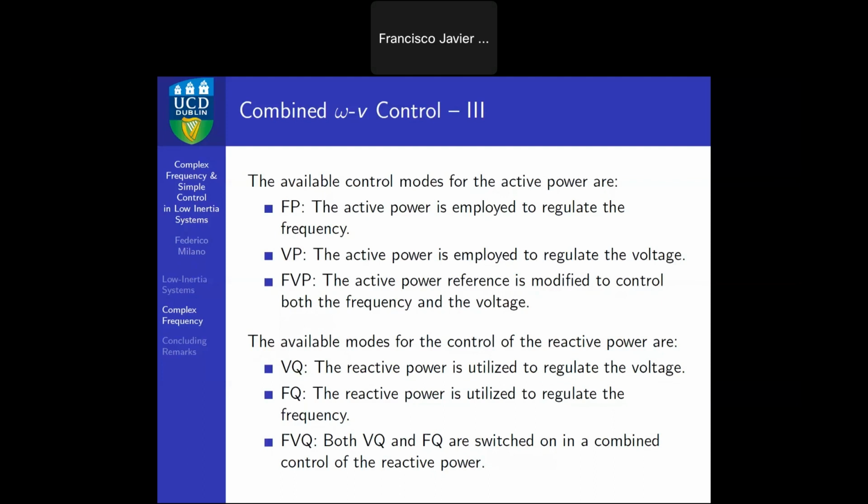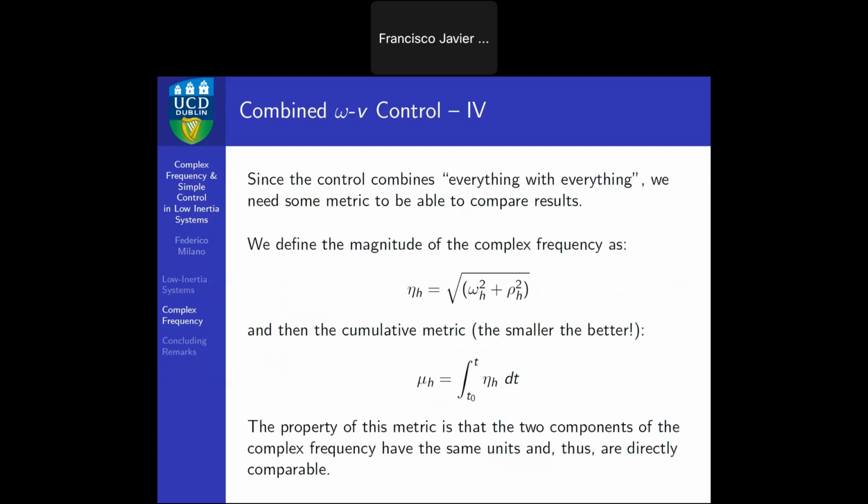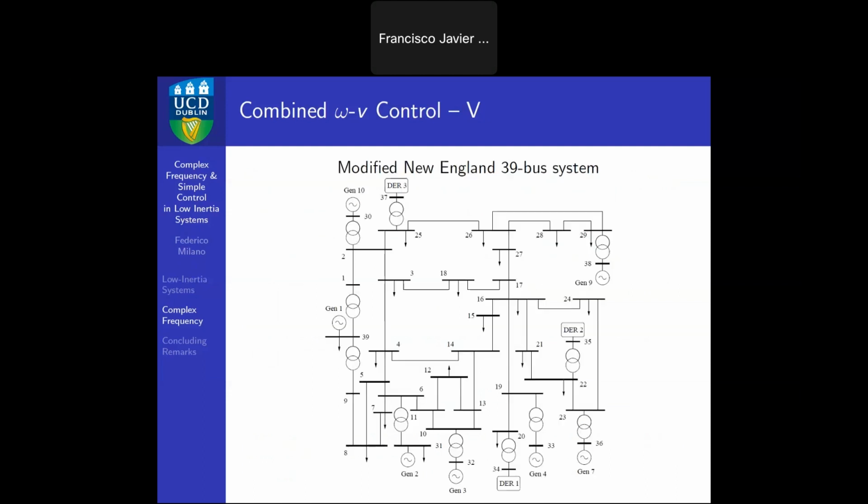So, these are the various notations. FVP is doing both omega and V control with P. FVQ is both VQ and FQ controllers. And this is the metric. Then instead of taking the metric itself, we integrate it. So it's an integral measurement that increases in time. The idea is that if the control is not very good, the deviations will be bigger, and so in time there will be a bigger value. So the smallest mu will be the better controller. That is the way the metric works.